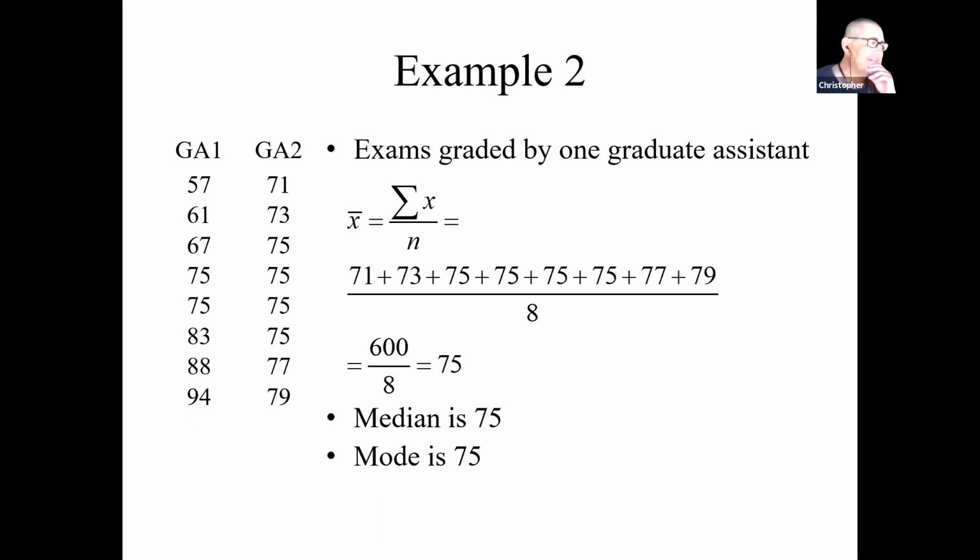What's interesting about this, and then we'll explore this in another section, is if you look at these two sets of scores, there's clearly some differences between them. The one ranges from 57 to 94, the other ranges from 71 to 79, yet they both produced exactly the same mean, median, and mode. And this kind of speaks to some of the limitations of the measures of central tendency as the only way to explain the distribution shape.